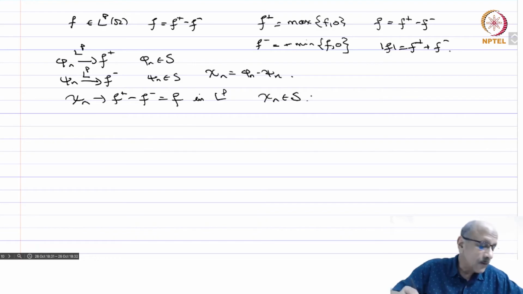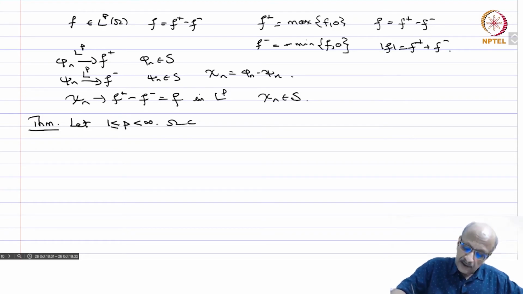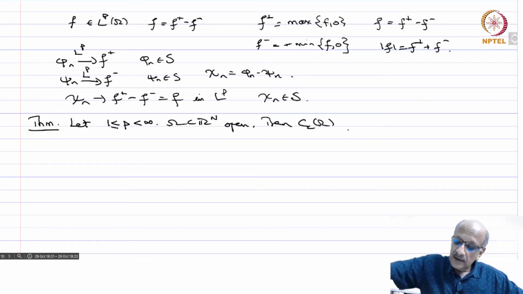So we have found that anything can be approximated. This leads us to an important theorem, which we will repeatedly use. Let 1 ≤ p < ∞, and Ω in R^n open. Then C_c of Ω is dense in L^p of Ω.